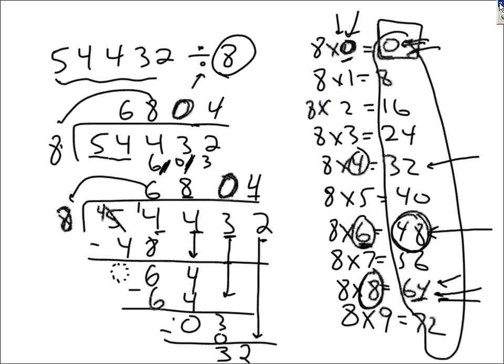I ran out of room, but there's the 32 that you see at the bottom. 4 times the 8 in front is 32. You subtract into 0. Here's the answer, 6804. Try another one.